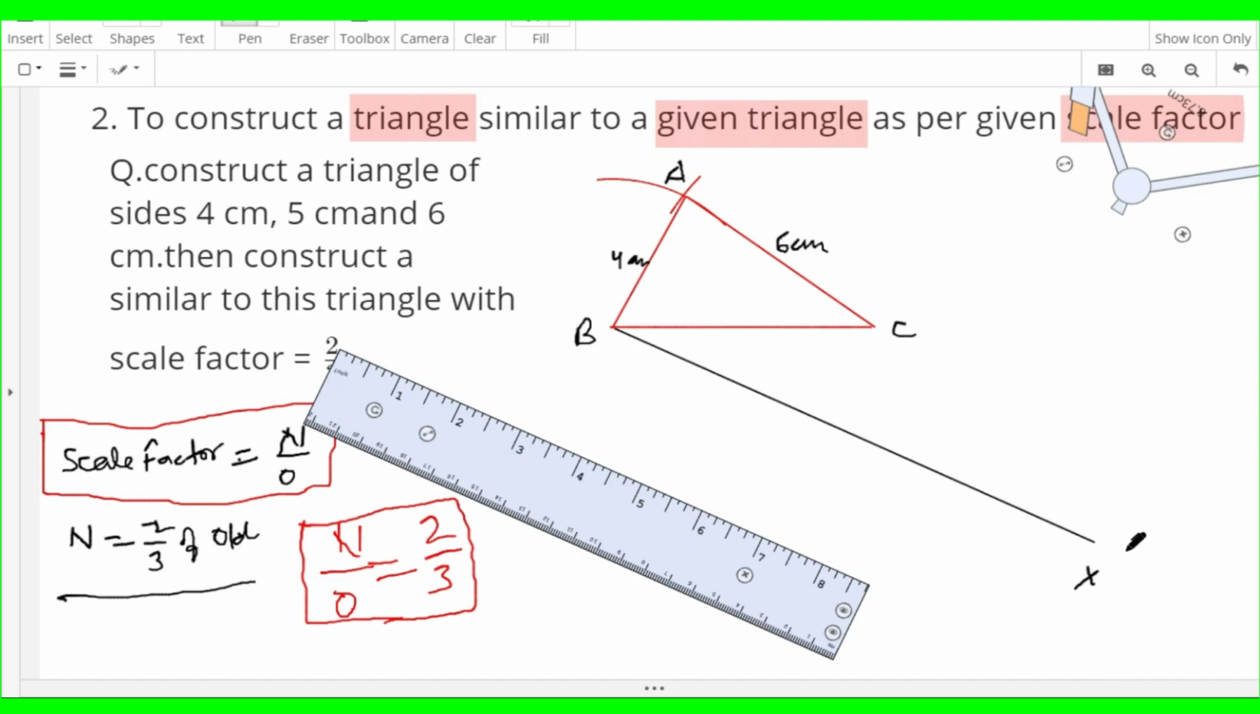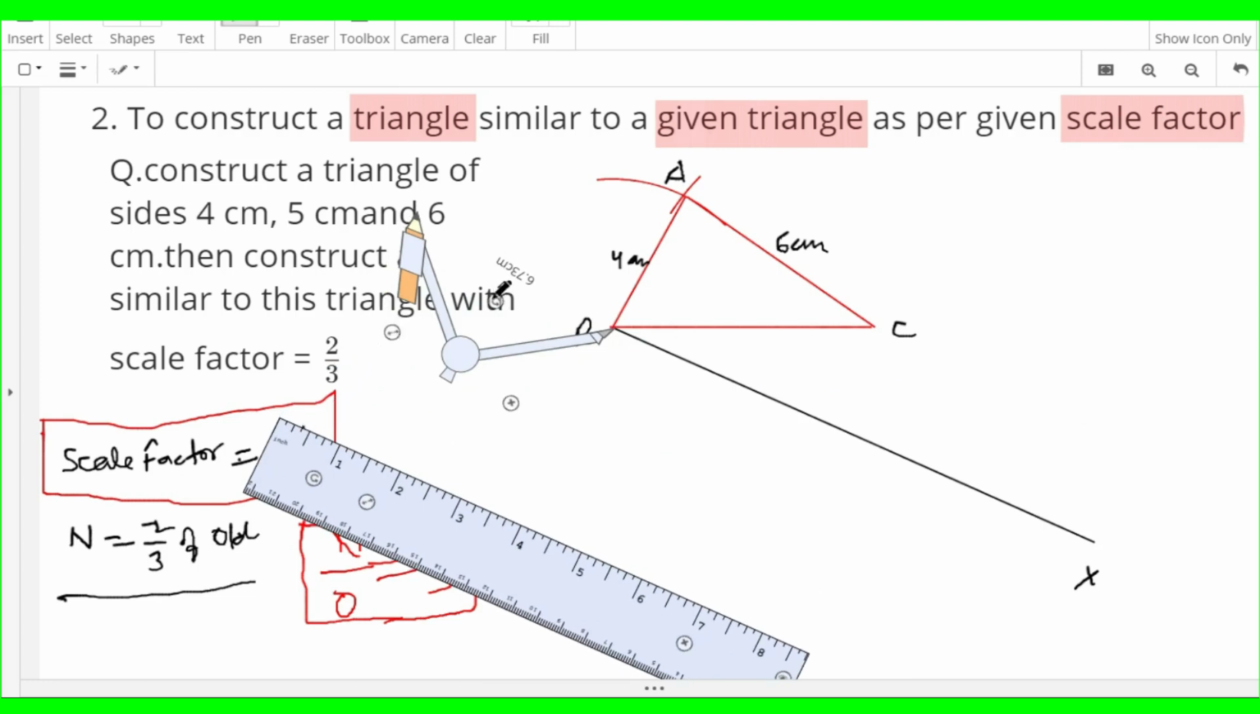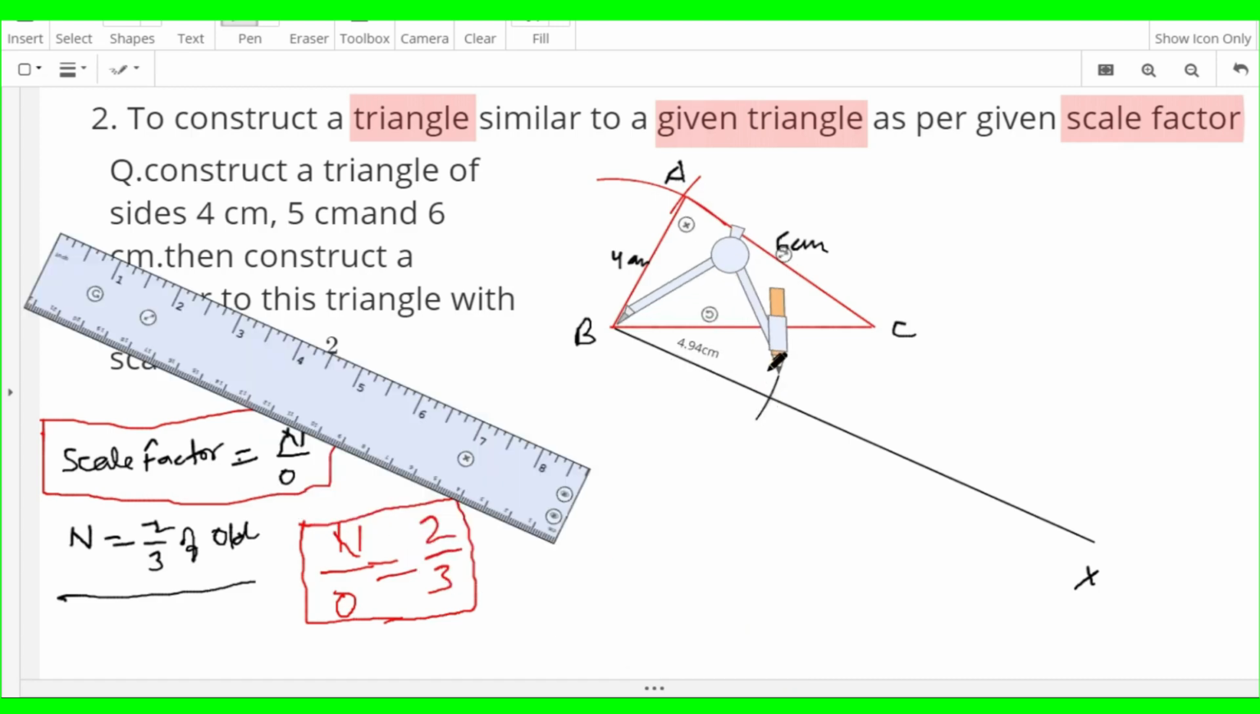Thereafter we have to take the compass and look at the ratio 2/3. Out of these two, which one is greater? 3 is greater, so you have to take 3 equal parts. On the compass, first put the compass at point B and take a convenient length of arc. Suppose this is the length I am taking. This is 1.